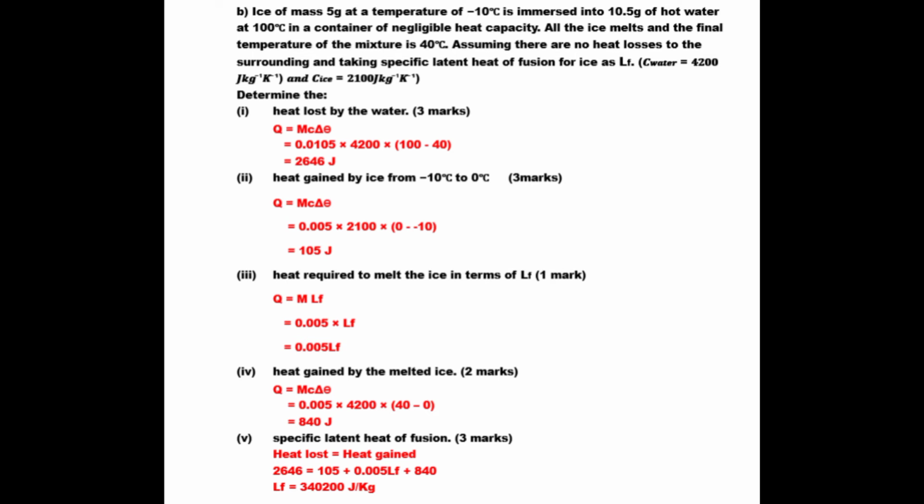Specific latent heat of fusion is 340,200 joule per kilogram. That is the specific latent heat of fusion of ice. Let's go straight to question 17.